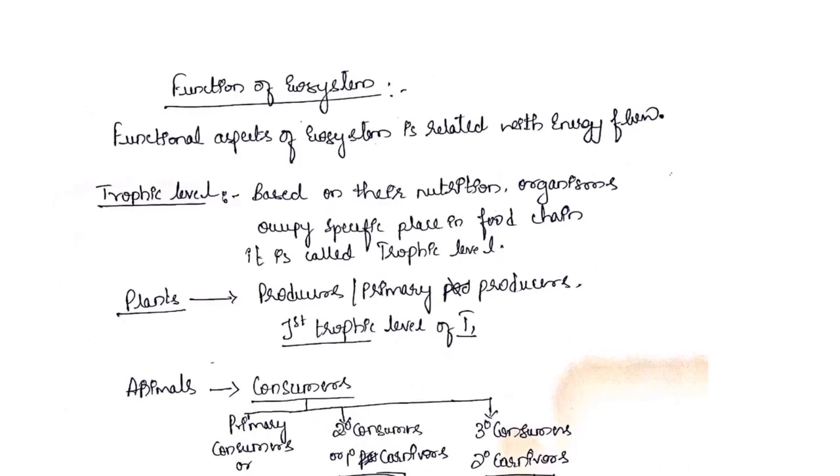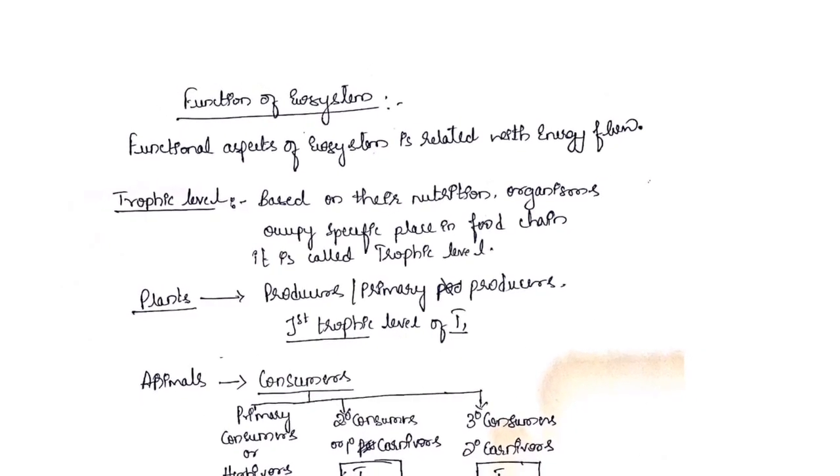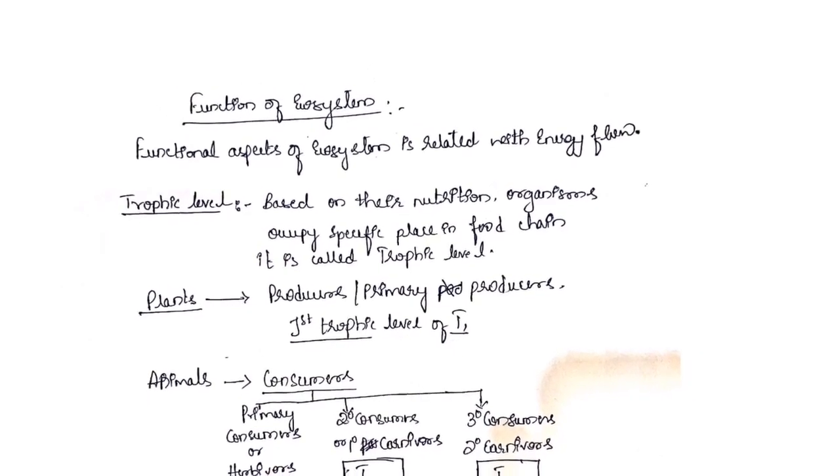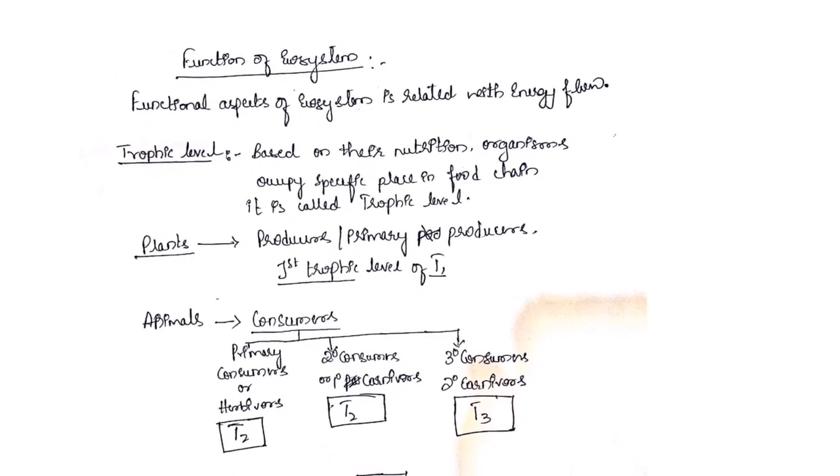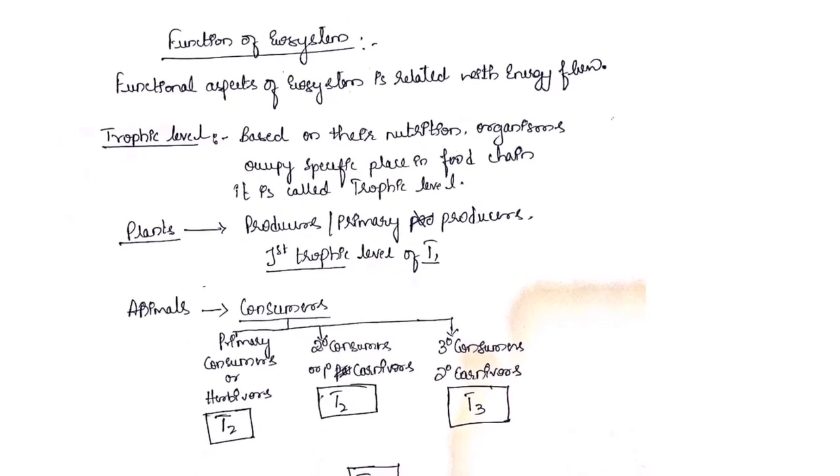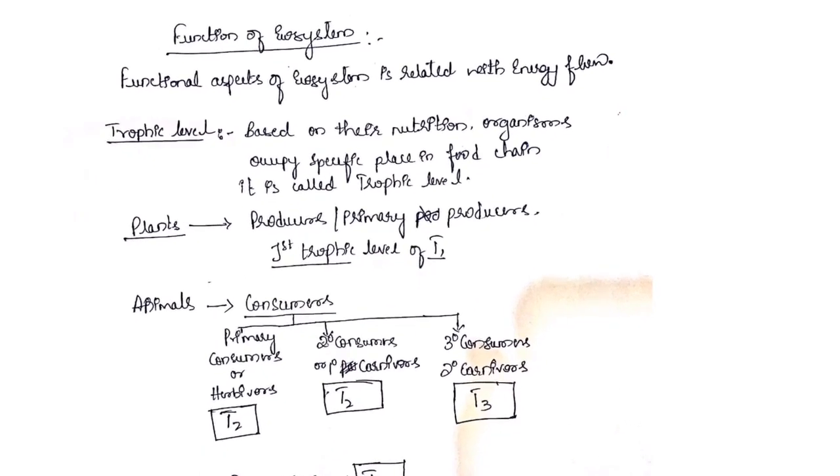And the next one is functions of the ecosystem. An ecosystem has many functions. So before going into the functions, we have to understand some of the terms used in the functions of the ecosystem. The first one is trophic levels. Based on their nutrition, organisms can be classified into different levels. Based on their nutrition, organisms are placed in a specific place in the food chain. They are called trophic levels.